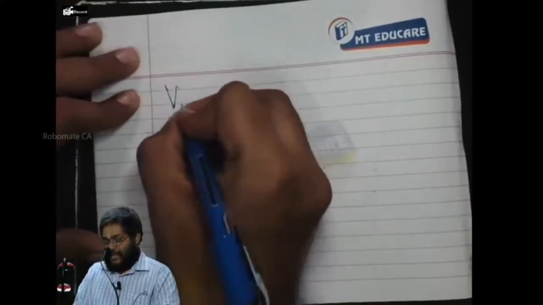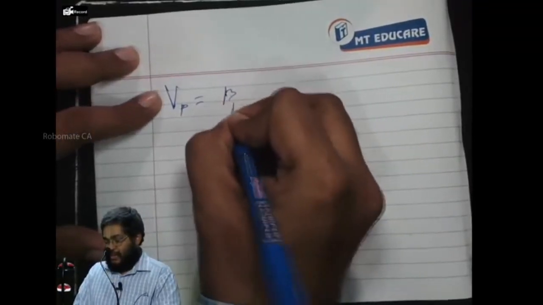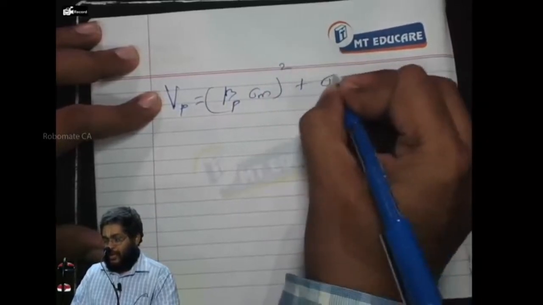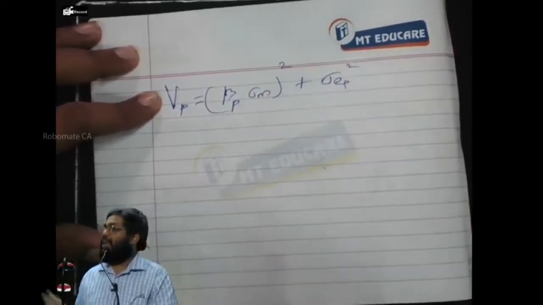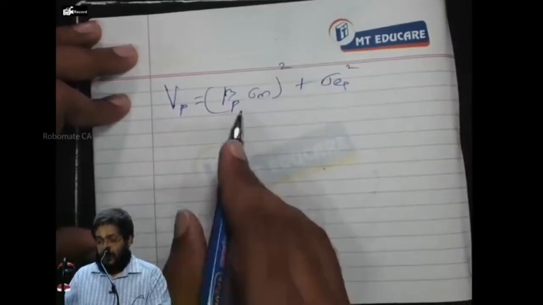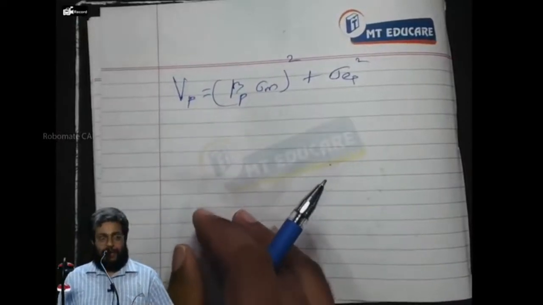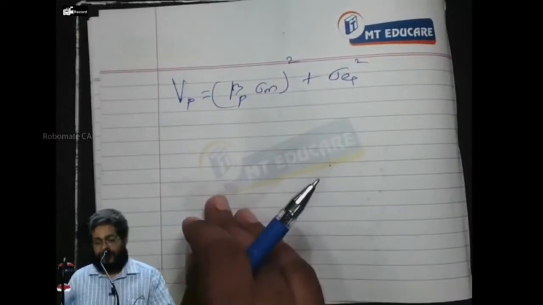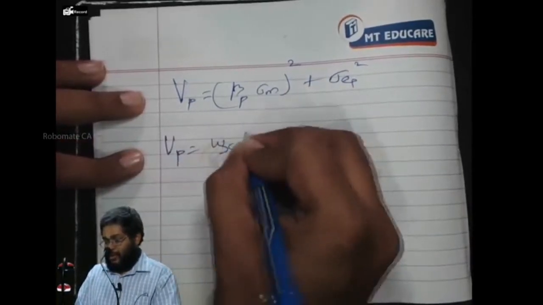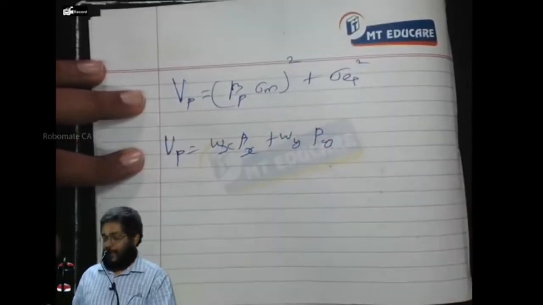Variance of a portfolio is equal to, can I say, beta portfolio, standard deviation of the market, the whole square, sigma m square. Right or not? Let's elaborate the terms one by one. First term: what is beta portfolio? Wx beta x plus Wy beta y. Yes or no? Can I say like this?